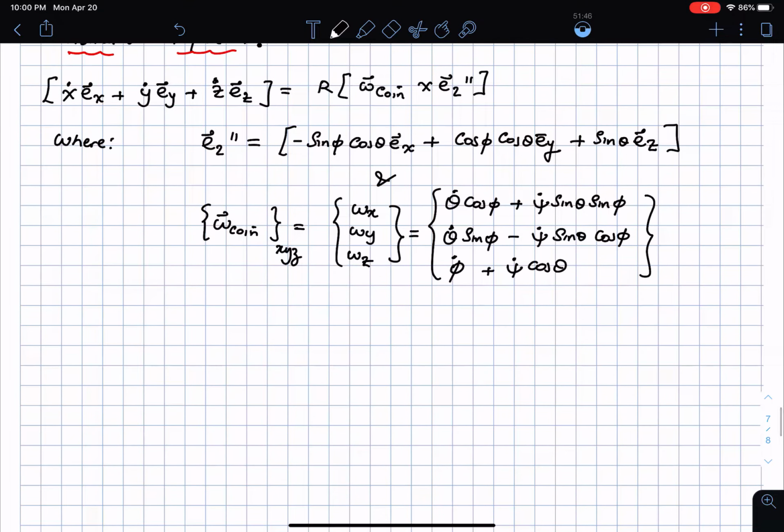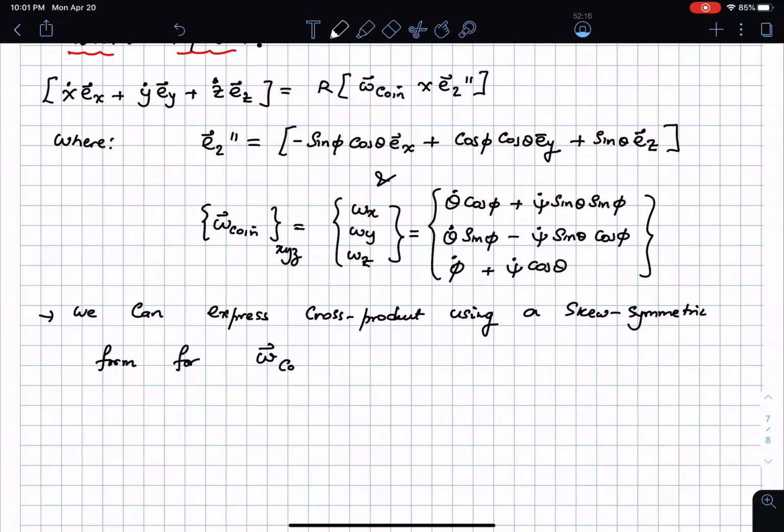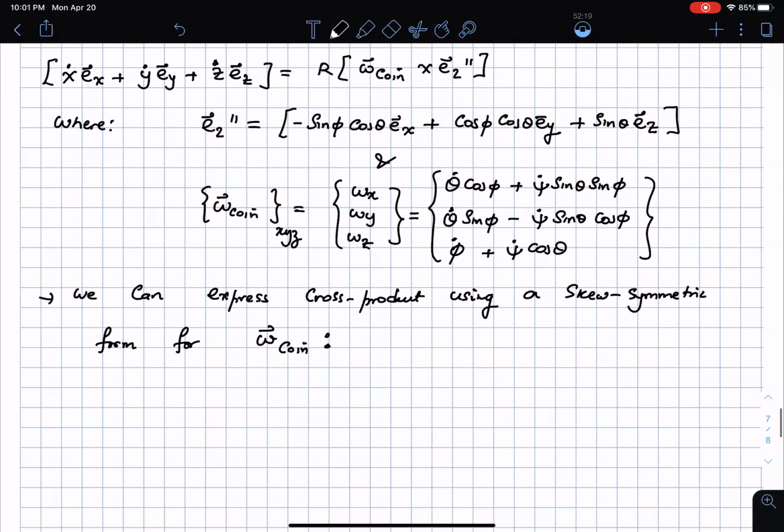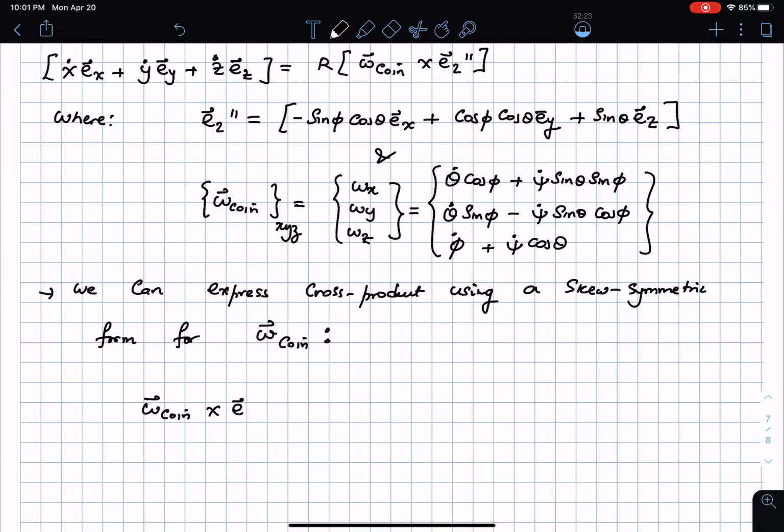And then we also make use of the fact that the cross product can be written using the skew symmetric matrix. From a long time back I had mentioned this idea to you. We can express the cross product using a skew symmetric form for omega coin. Which essentially means that omega coin crossed with E2 double prime, I can write in the following form. We had done this earlier in the semester.